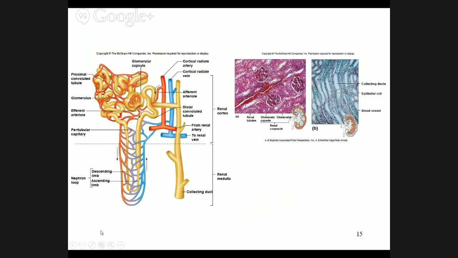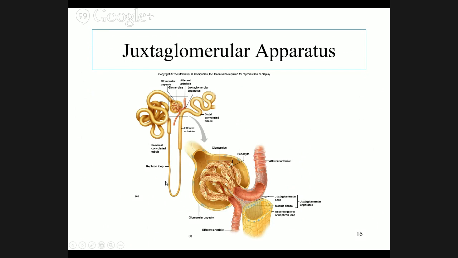Okay, here's a shot of the proximal convoluted tubule along with the glomerulus, the efferent arteriole, and the blood flow that goes through the nephron loop. As you can see, the descending limb and the ascending limb, arterial blood flow, and then the venous blood flow. And here's a juxtaglomerular apparatus showing the capsule, glomerulus, the afferent arteriole.